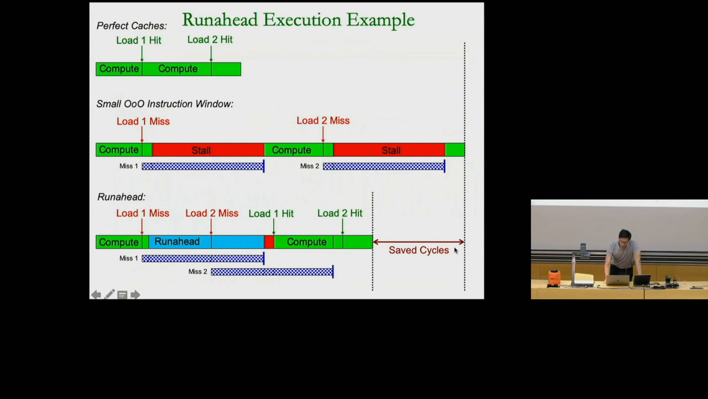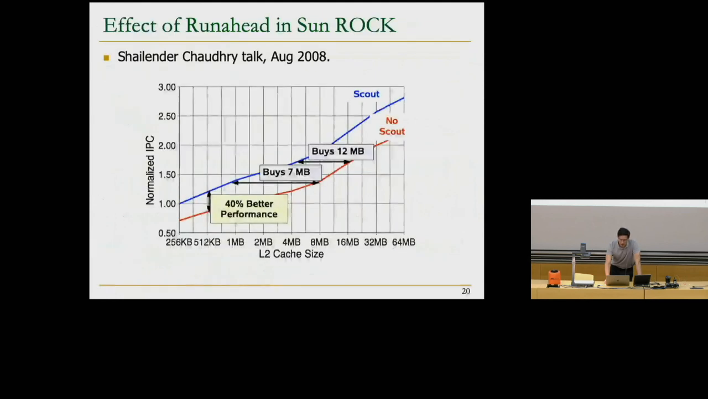So, was this useful? This research in particular? Yes, it was, and actually, one machine where this run-ahead execution was implemented is this SunRock. And here you can see some results on a real system for different cache sizes. You can see the normalized IPC. Scout was the name that Sun gave to this run-ahead execution. For the same size of the L2, you can obtain up to 40% better performance.